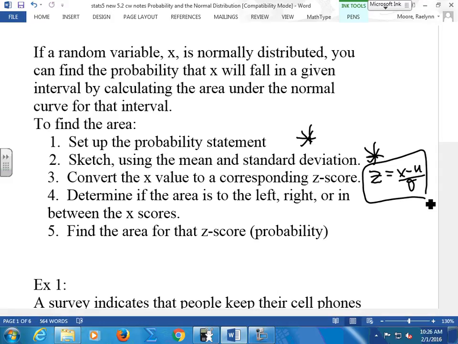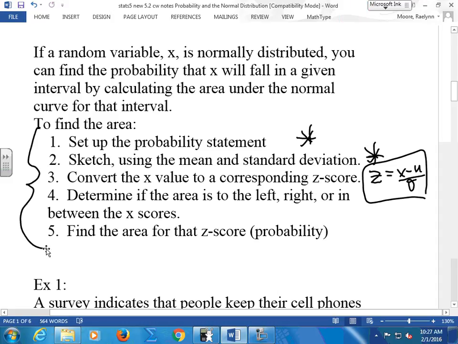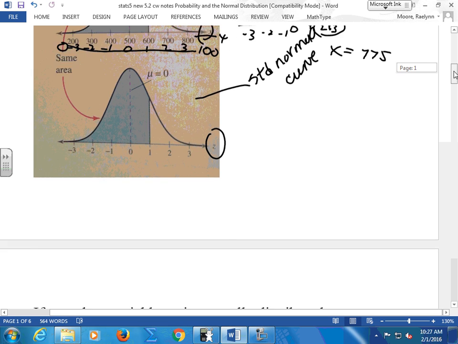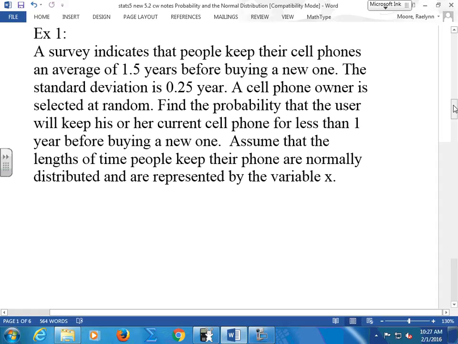We're going to determine if the area is to the left, to the right, or in between. That will be with your words less than, greater than, and then obviously the less than thing for the in-betweens. We're going to find your z-scores, and then we're going to look up your areas. So this is basically the format that we've been using and that we're going to continue to use. The only difference you're going to see now is we've got x values in there all the time versus z-scores. All right, so let's do one together and see what I'm talking about.